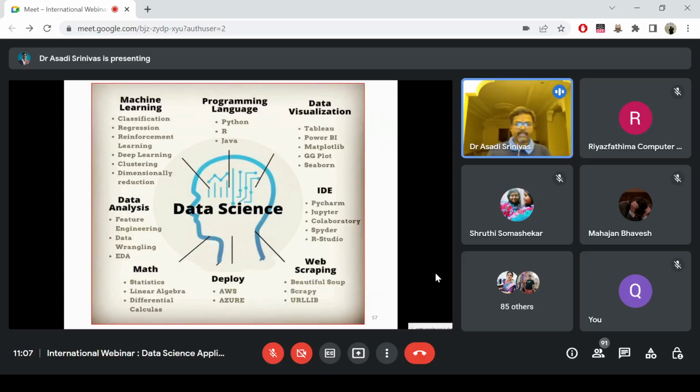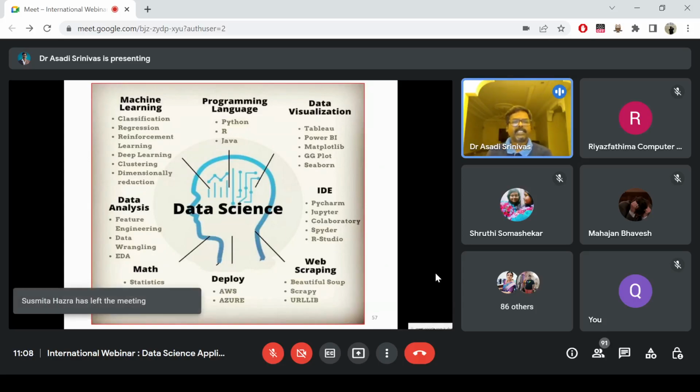For mathematics, we are using statistics, linear algebra, differential calculus, etc. Differential equations and calculus. Data analysis, feature engineering, data wrangling, and exploratory data analytics. Data wrangling is nothing but data pre-processing in order to eliminate noisy data and redundant data. Then we are applying machine learning and deep learning techniques: classification, regression, reinforcement learning, deep learning, clustering, dimensionality reduction.